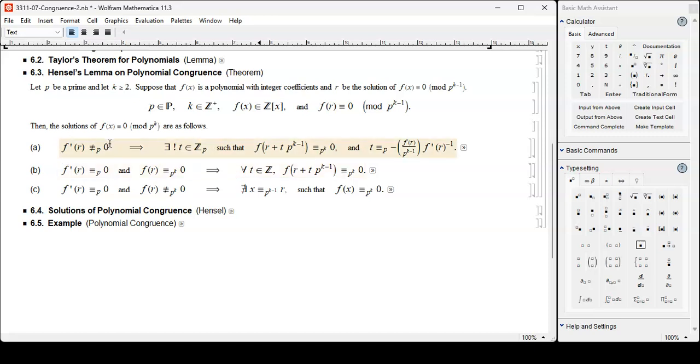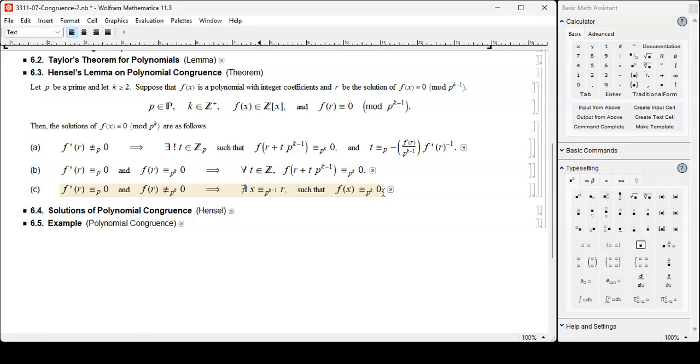well, we considered when the derivative is non-zero. Now how about when the derivative is 0? In that case, we subdivide even further. If f of r is congruent to 0, there are multiple solutions like this. It works for all t, so multiple solutions. And then if the derivative is 0 and f of r is non-zero, then there's no solution.